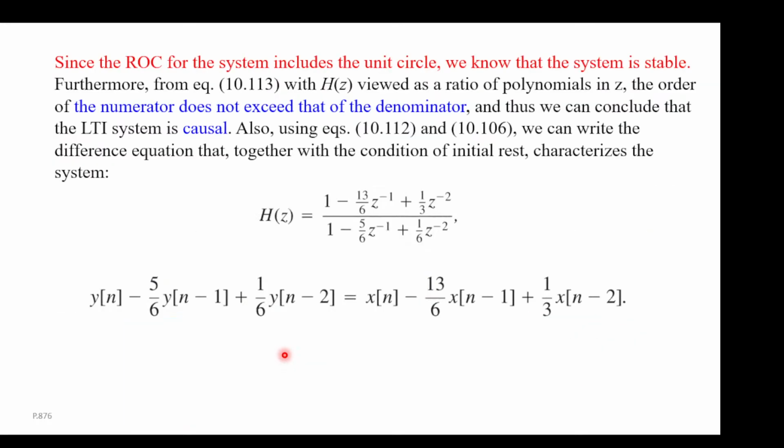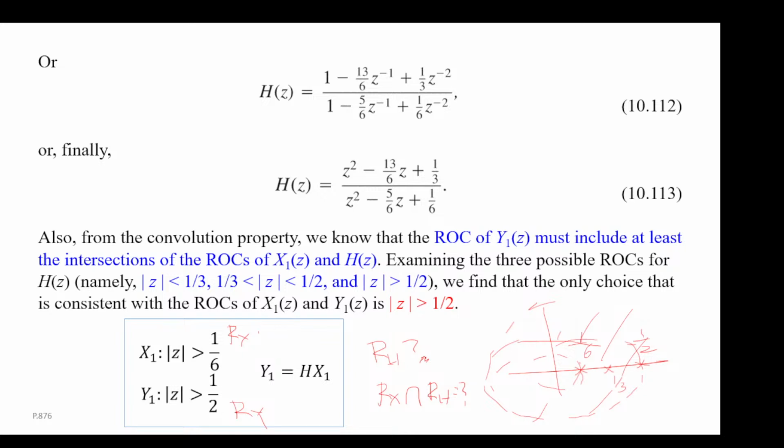This is only the algebraic part, but we also know our system is causal. So if you want our difference equation to pick the ROC as we solved here, then we can say the system is stable, or we can say we have a condition of initial rest, meaning that the system is causal, and that will also give you the outside ROC.